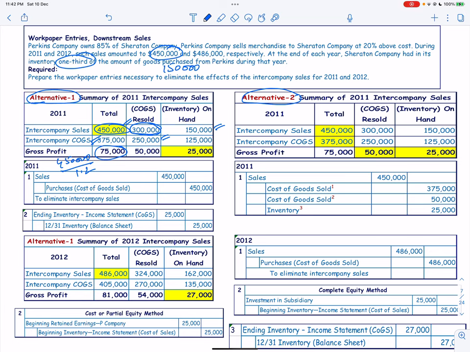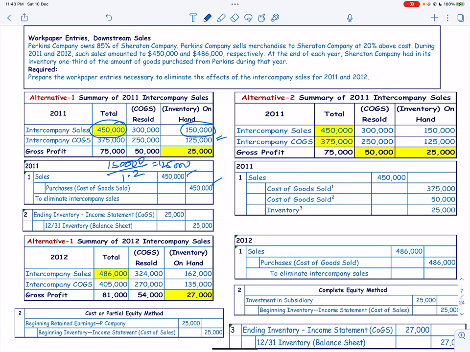First of all, we are going to talk about alternative 1, and we are going to first eliminate the intercompany sales of 450. So sales is debit and purchase is credit. Now the ending inventory is 150, but actually the cost of ending inventory is 150 divided by 1.2, that is 125,000. This is the actual ending inventory.